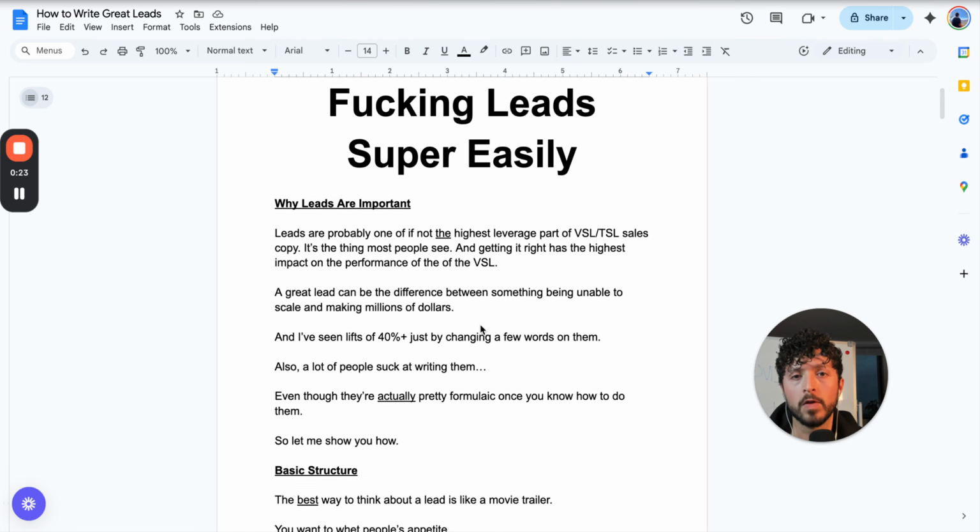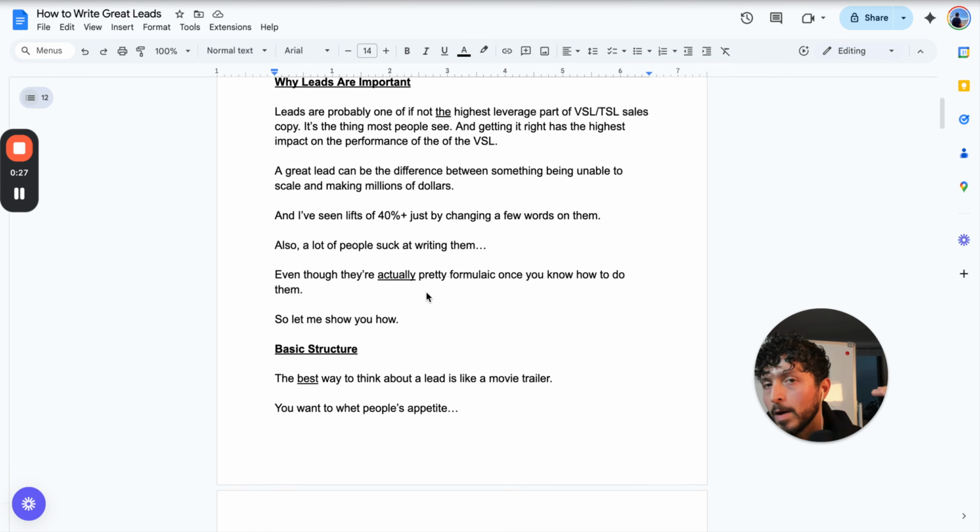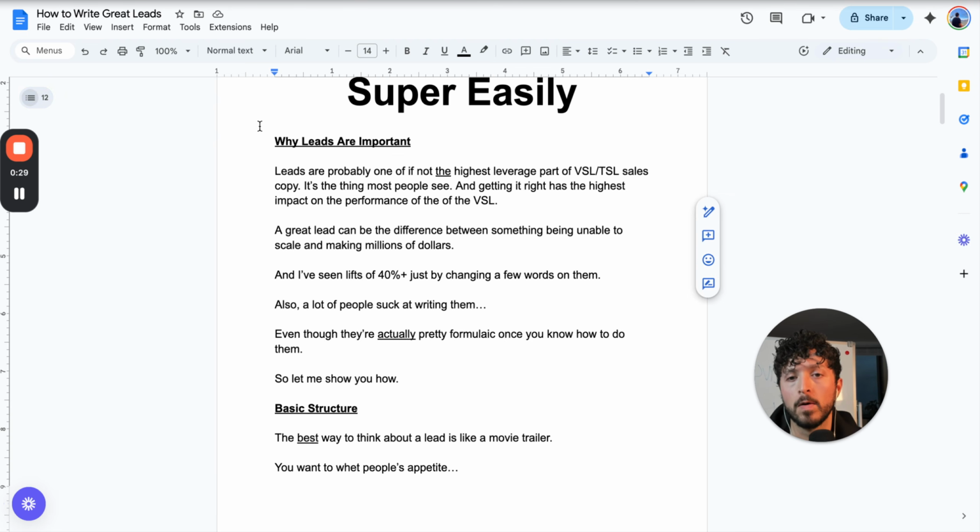First, for those who don't know, let's quickly explain what a lead is and why it's important, and then we're going to go right into the meat of it. So a lead is basically the beginning or opening of a VSL or text sales letter. Whenever you watch a VSL or a TSL, or you're reading a text sales letter, it's always going to start with some kind of intro. Typically the lead is about the first 800 to 1,000 words, depending on if it's a long form VSL or a short VSL.